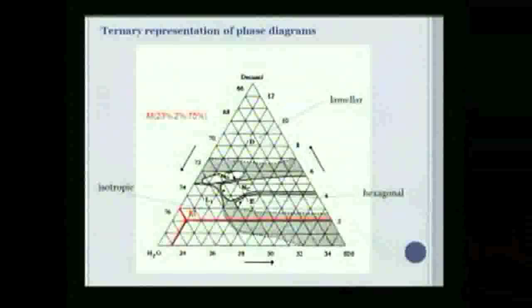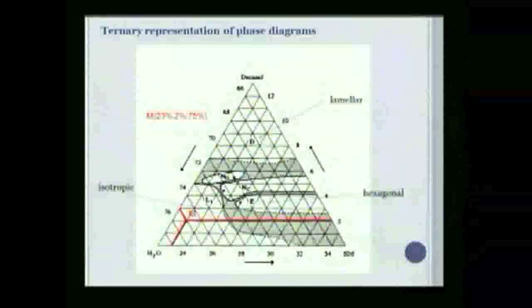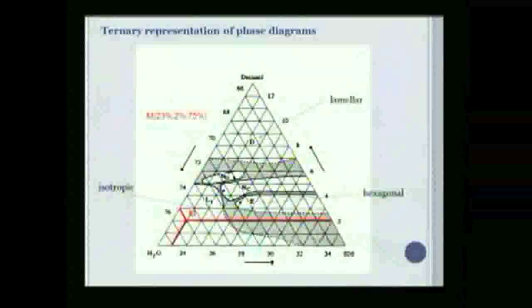So the isotropic domain is here, indeed. It's called L1 here instead of I. This E phase is the hexagonal phase. Sometimes the names of the hexagonal and lamellar phases vary from one publication to another, and different letters are used. Instead of H alpha, it's E here, for hexagonal. And this D phase is the lamellar phase.